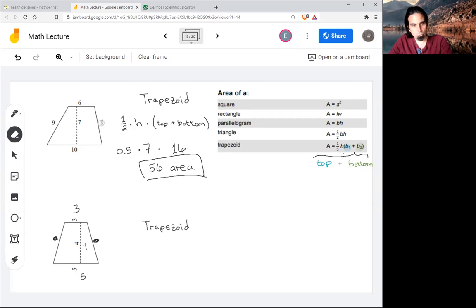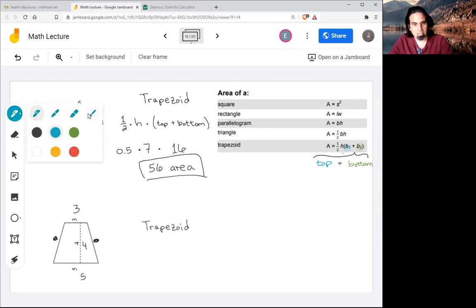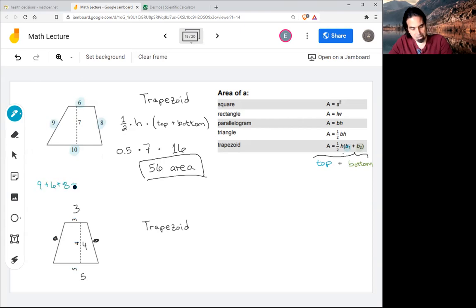Then 6, 8, 10, 9. So what's that going to be? 19, 25, 33.